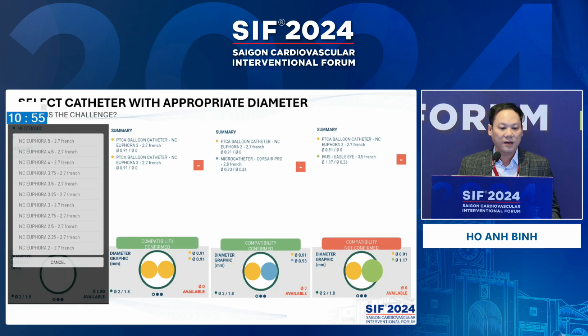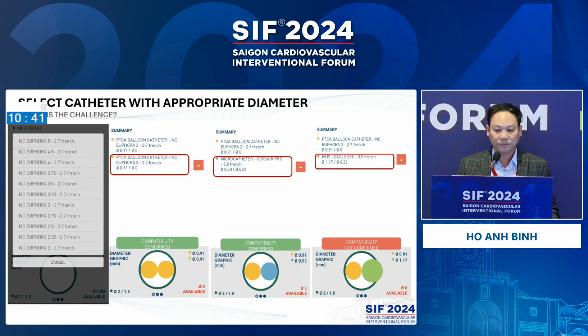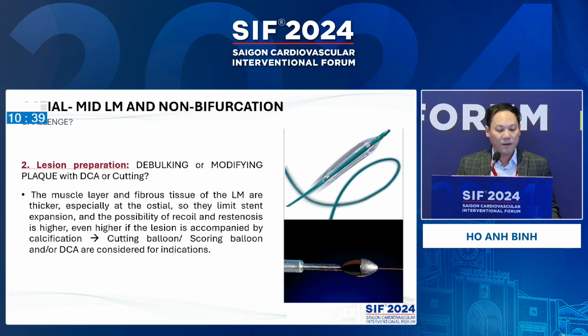And we also select a catheter with appropriate diameter. Normally we use the 7 French catheter, but sometimes we can use 6 French in simple cases. Another thing is that we should have very good lesion preparation.